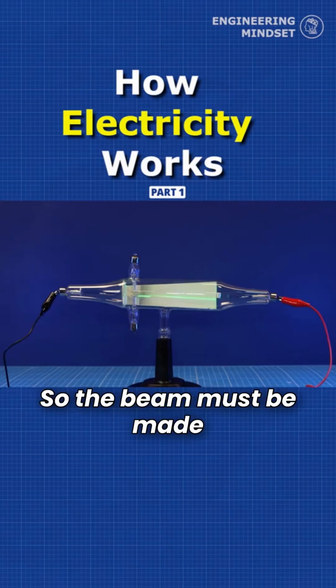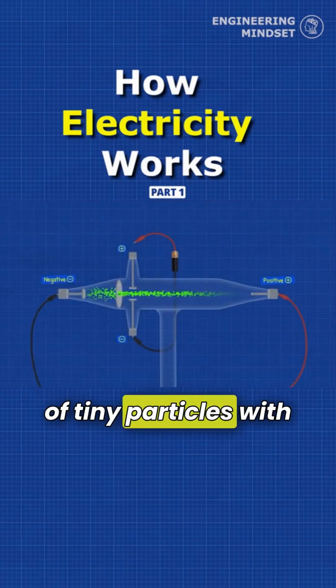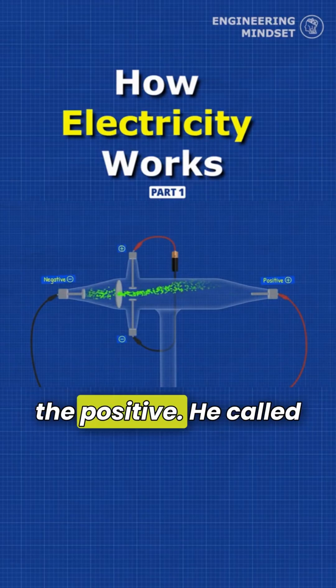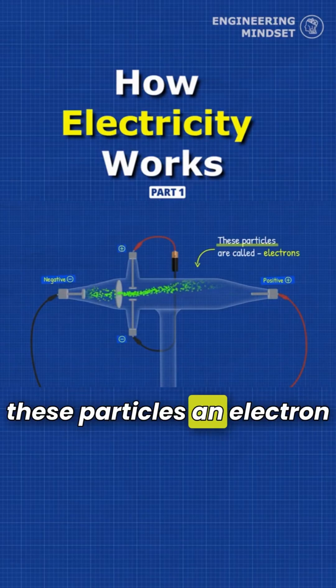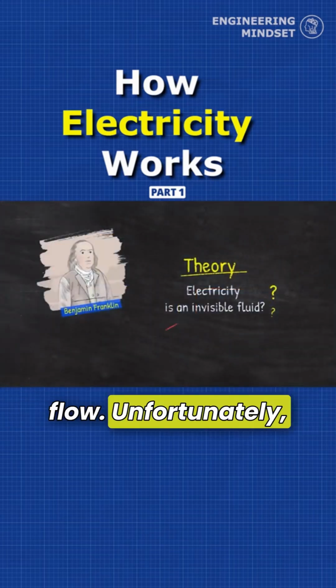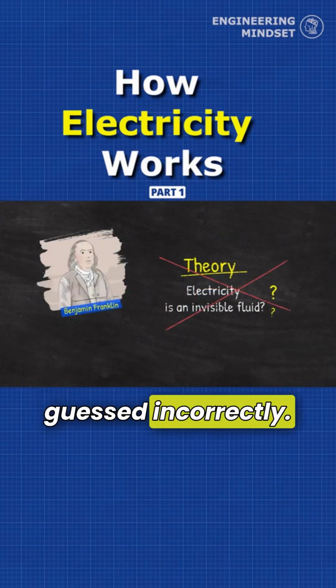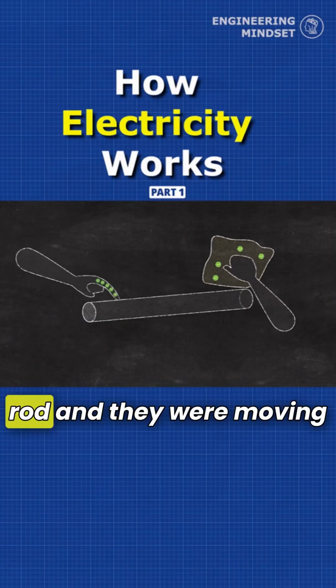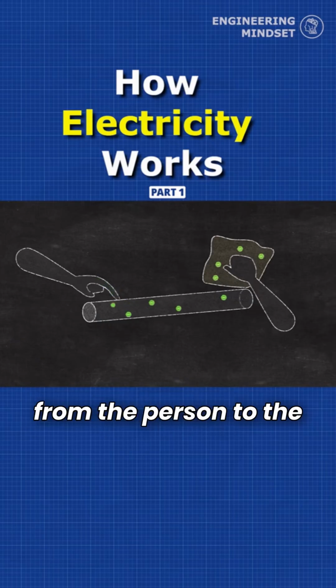So the beam must be made of tiny particles with a negative charge that moves from negative to the positive. He called these particles an electron, and we call this electron flow. Unfortunately, Benjamin Franklin had guessed incorrectly. The cloth was removing electrons from the glass rod, and they were moving from the person to the rod.